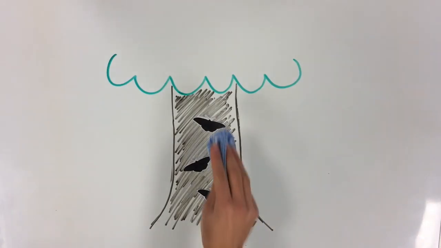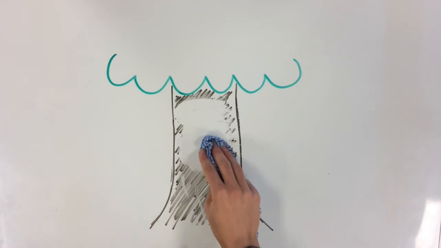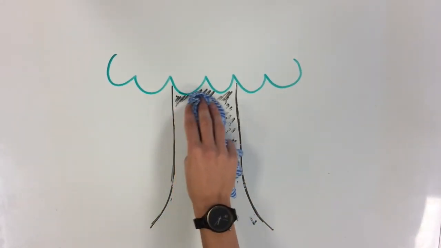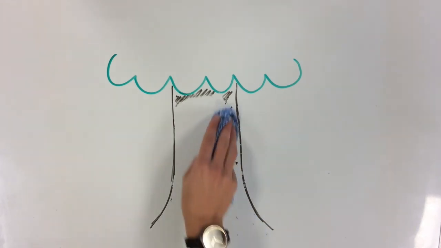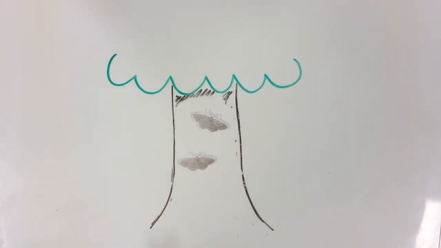Interestingly, after the Industrial Revolution, when the air became less polluted, trees coloured light again. And guess what? The moth population became light again. So as you can see, animals that are best suited for the environment have a better chance of survival and can pass on their good traits to their offspring across generations.